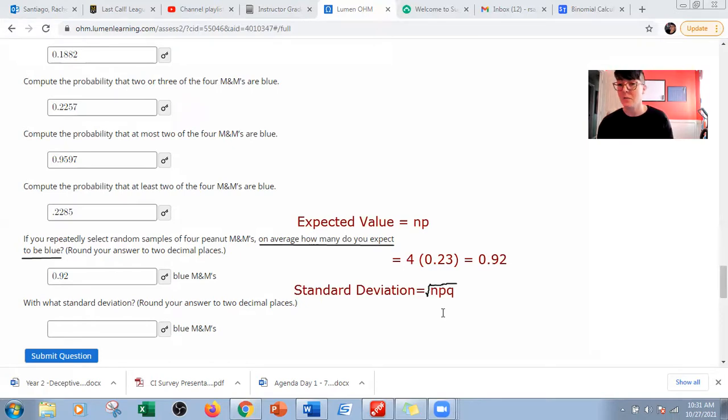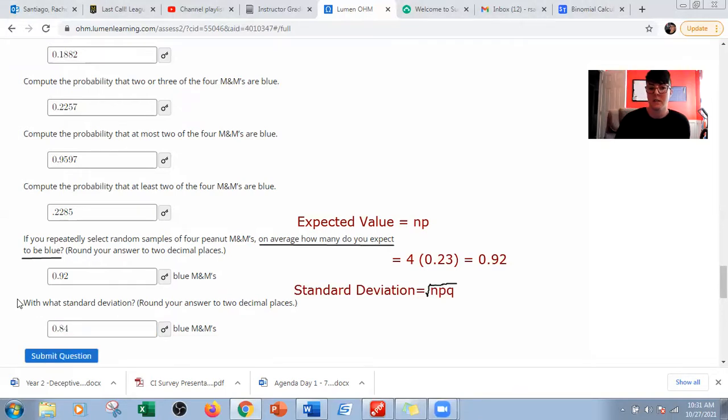We know that n is 4, p is 0.23. So we have 4 times 0.23 times 0.77, that's q, right? And we want the square root of that. So we want the square root of 4 times 0.23 times 0.77. And we want to round our answer to 2 places. So you should have 0.84 as your answer.